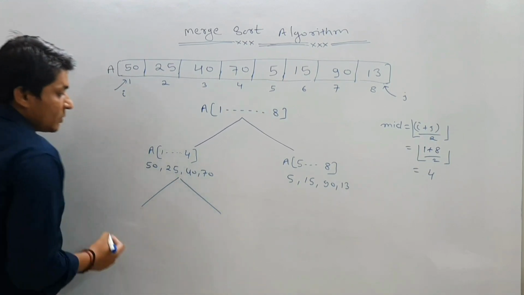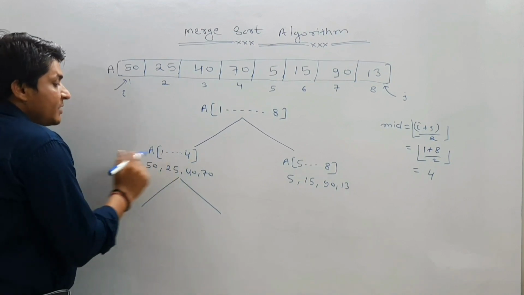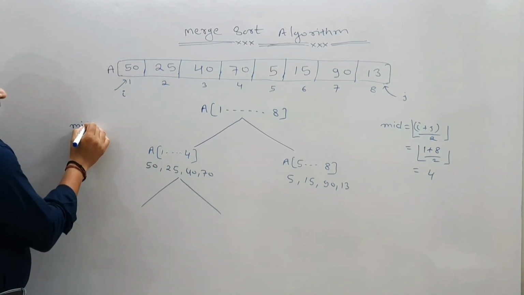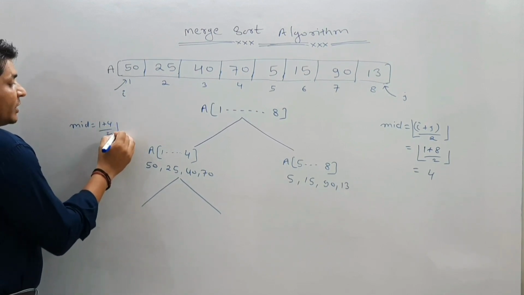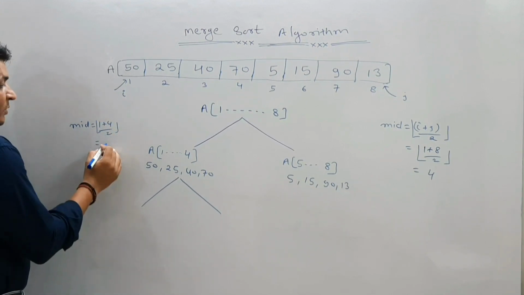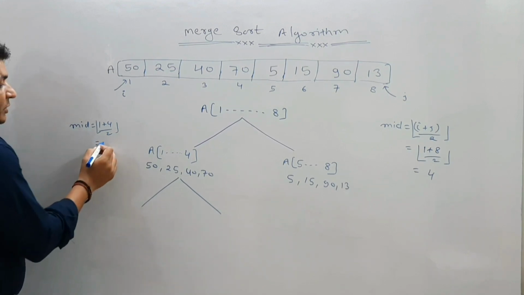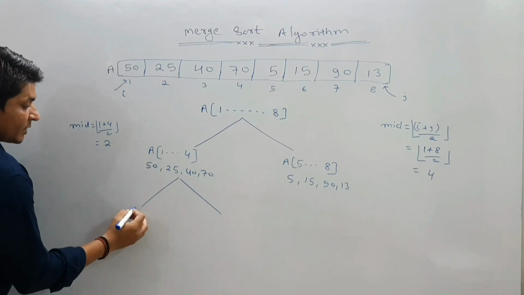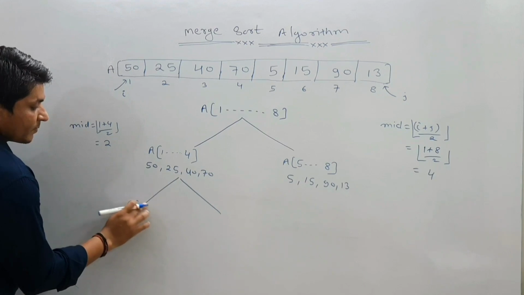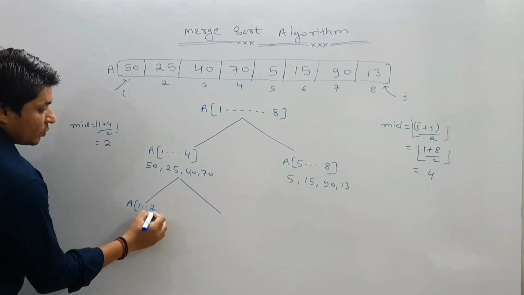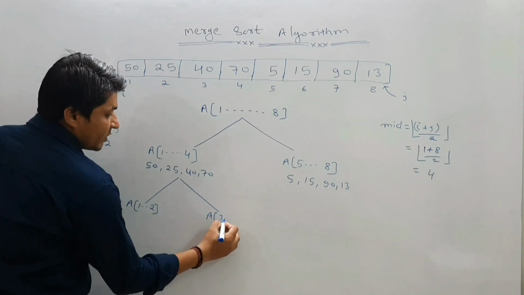How can we divide? The starting index this time is 1 and the last index is j. If you calculate mid, in this case mid is going to be (i plus j), so (1 plus 4) divided by 2, which is 5 divided by 2, and you can take the floor value. So it is going to be 2. So this side is now A of 1 to 2 and this side is A of 3 comma 4.